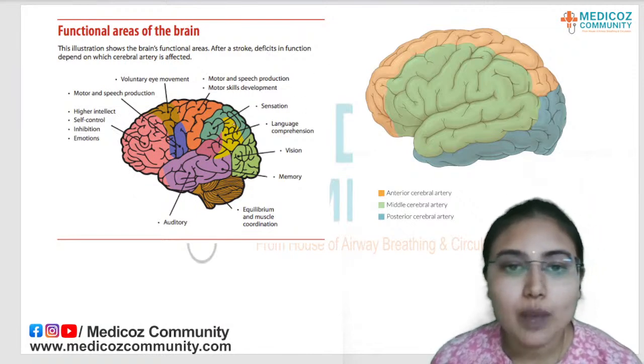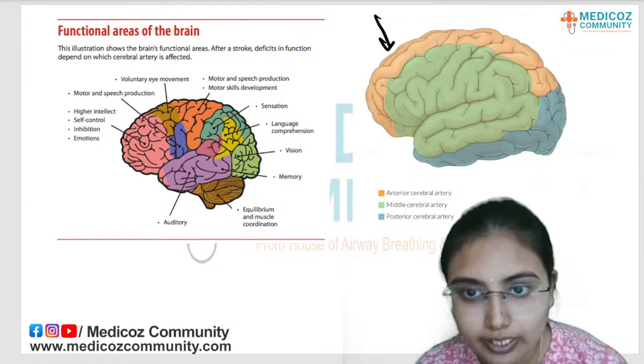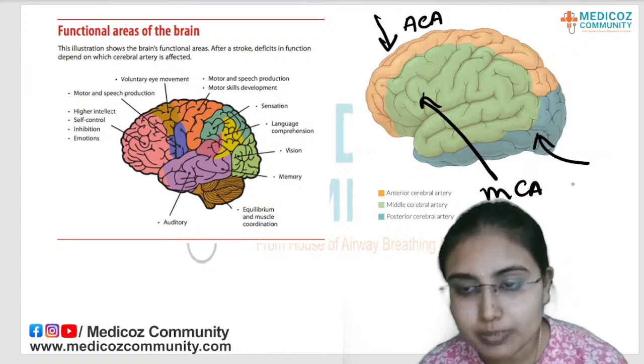All right. So why have I drawn this picture? So that you know this orange part is by the ACA. This green portion is by the MCA. So this is your PCA.